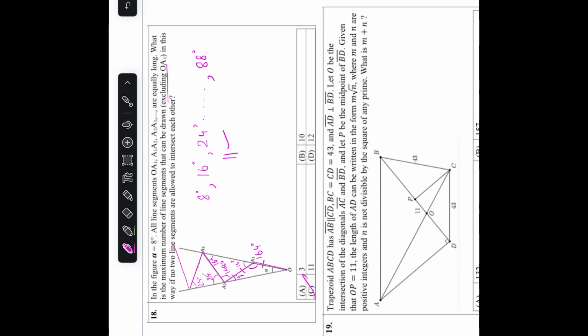Okay, let's look at question number 19. What are we doing in question number 19? We have a trapezium in which AB is parallel to CD, right? And AD is perpendicular to B. This line is perpendicular to this.